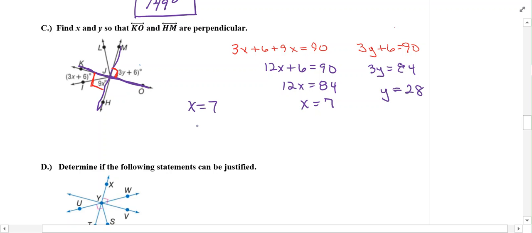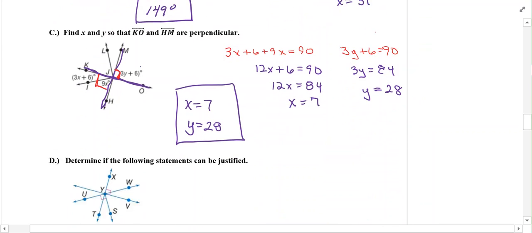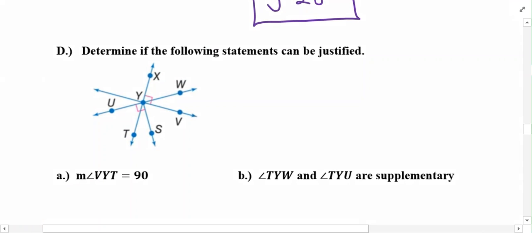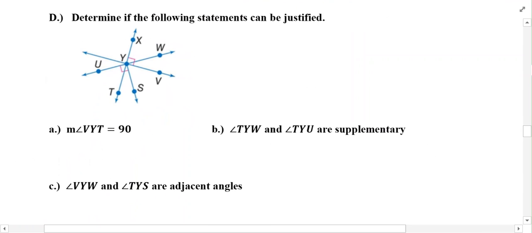So the answer for this would be x equals 7 and y equals 28. For the next one, we're going to determine if the following statements can be justified, which basically means I don't want just a true or false, I want some sort of explanation of why something's true. The first one is asking us, is VYT, this angle right here, 90 degrees? And we can say yes, because if this is a right angle right here, these have to add up to be 180 degrees.